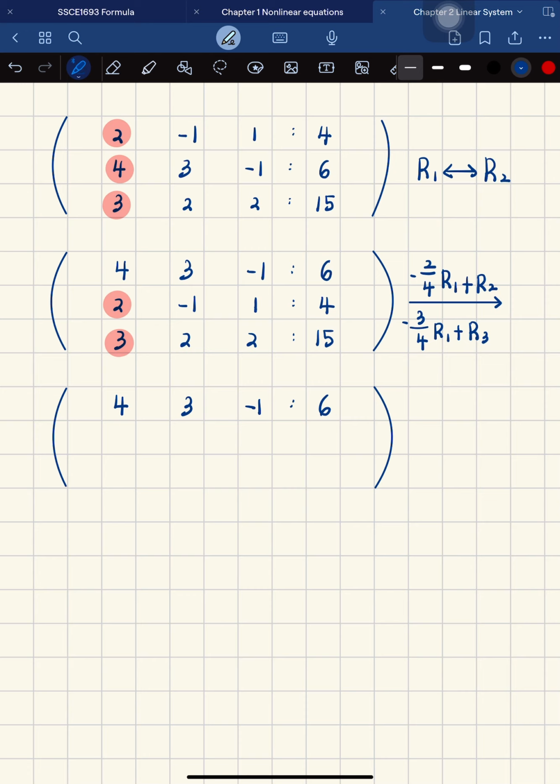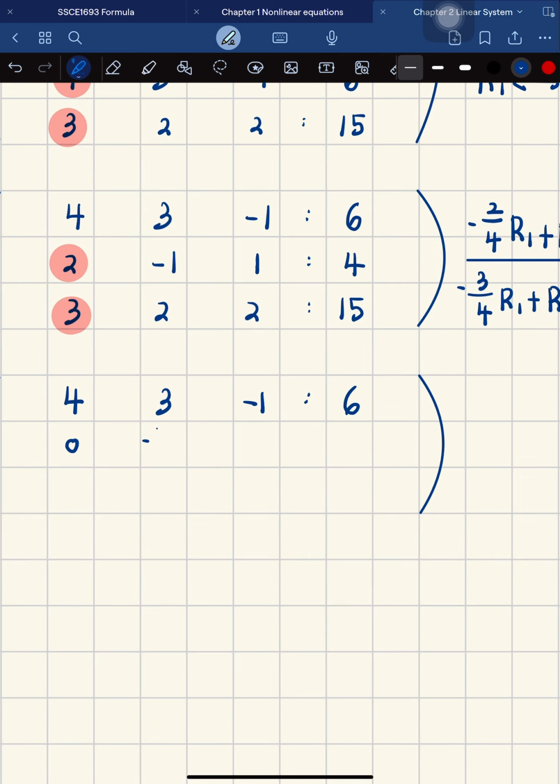Okay, so negative 1 over 2 times R1 plus R2, obviously becomes 0. So negative 1 over 2 times 3 minus 1, so negative 5 over 2. And the other one is negative 1 plus 1, so 3 over 2. 6 plus with 4, 1.